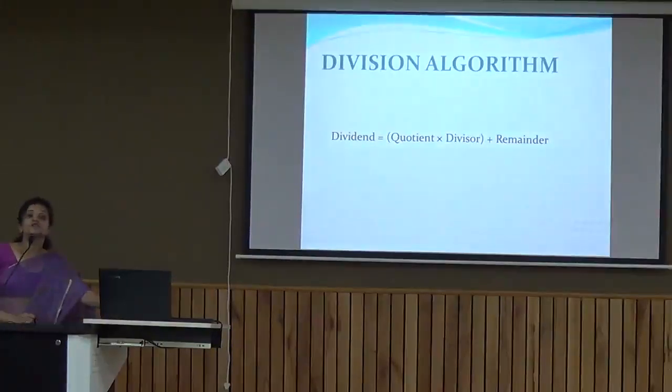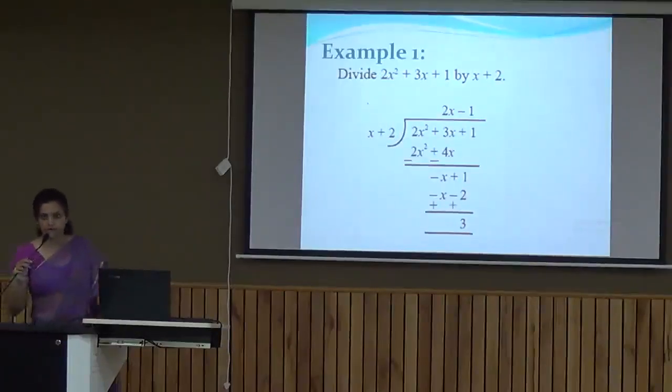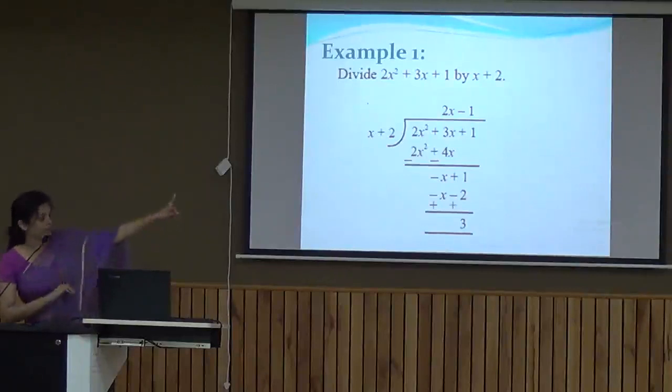Now let's move on to division algorithm. Division algorithm you studied in primary classes. Dividend is equal to quotient into divisor plus remainder. Example: divide 2x² + 3x + 1 by x + 2. So you've got 2x² + 3x + 1 divided by x + 2.